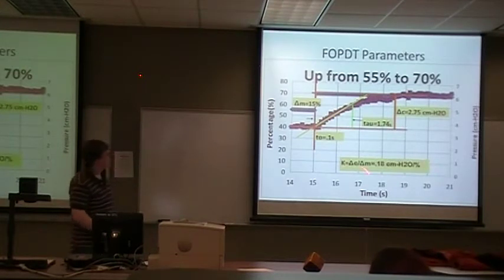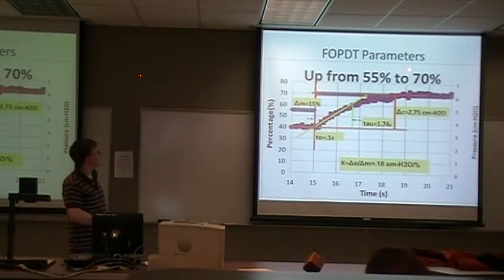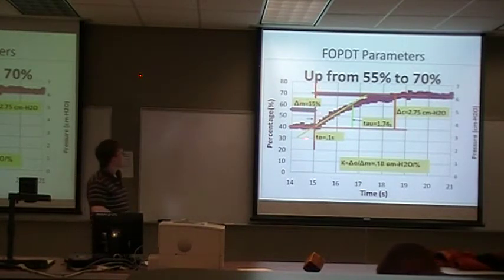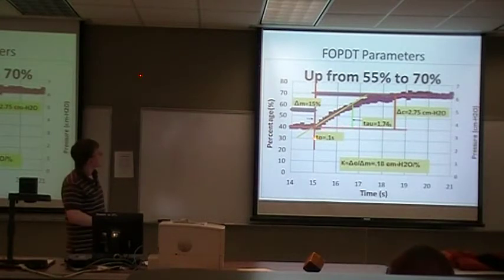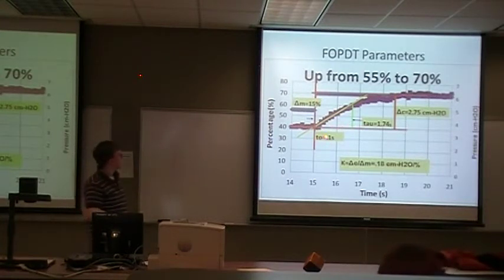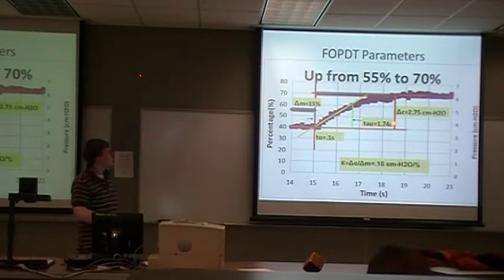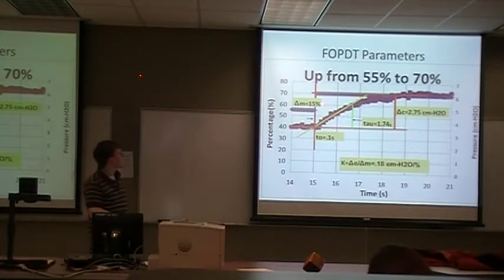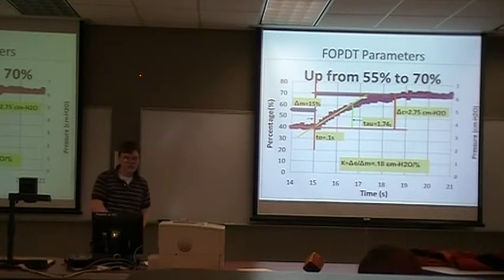Alright, here's an example of a step-up function. See our step input, we're at 15% on this one, from 55 to 70. T0 came out to be 0.1 seconds. Our tau was 1.74. And our K, which is gotten from the change in C over the change in M, came out to be 0.18 centimeters H2O per percent.